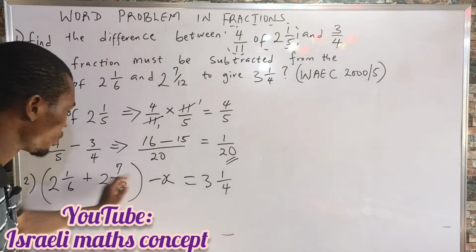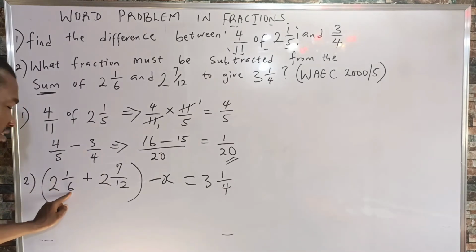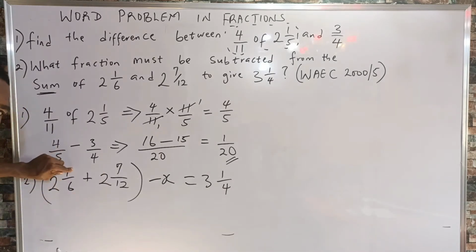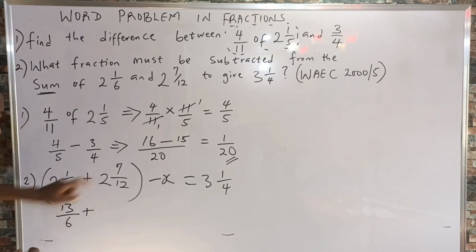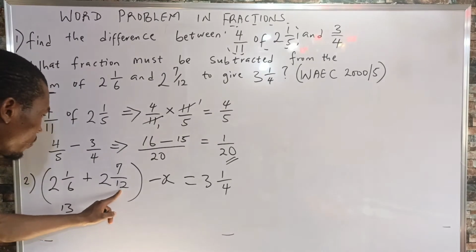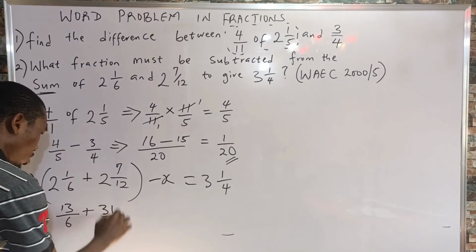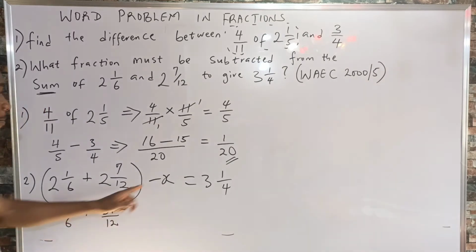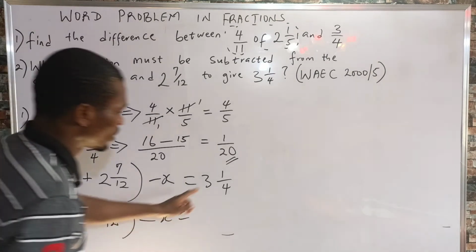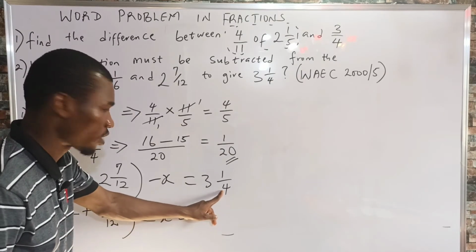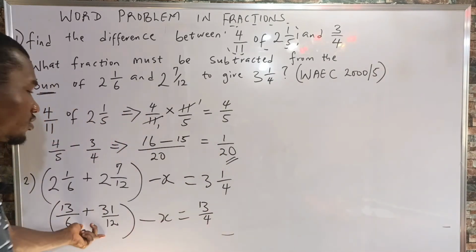Remember, the first thing we should do is to convert this mixed fraction to an improper fraction. Hence, 2 multiplied by 6 is 12, and 12 plus 1 will give us 13. Then that is 13 over 6, plus 2 multiplied by 12 will give us 24, and 24 plus 7 will give us 31. So we have 31 all over 12, then minus x, and that is equal to 3 multiplied by 4 will give us 12, and 12 plus 1 will give us 13 over 4. Let's continue.